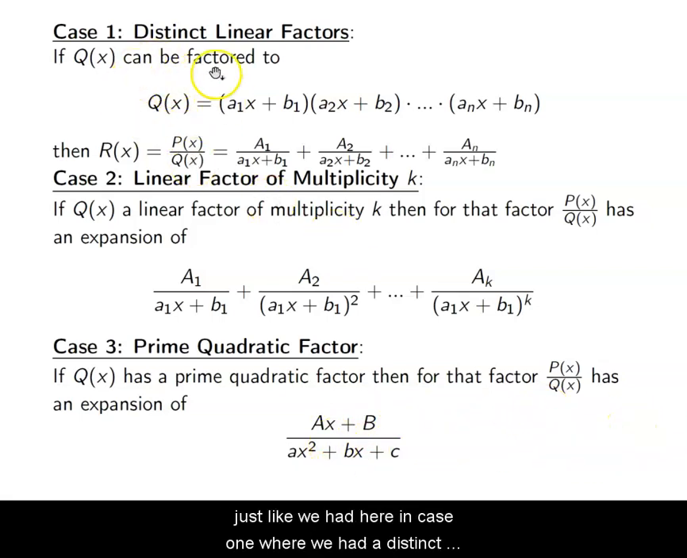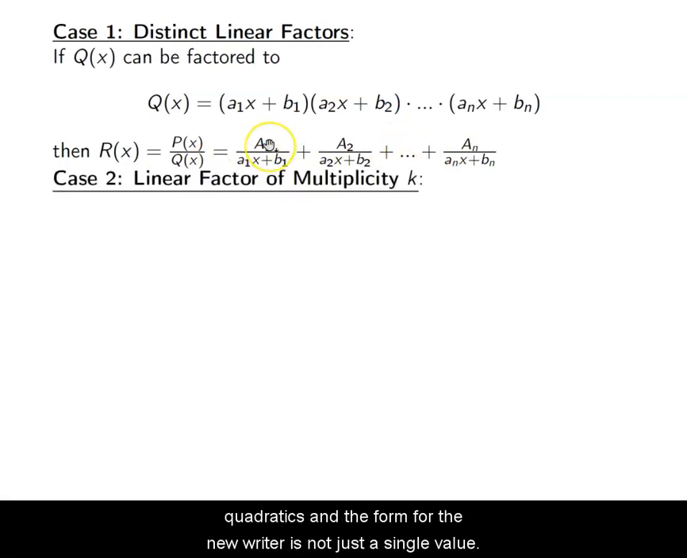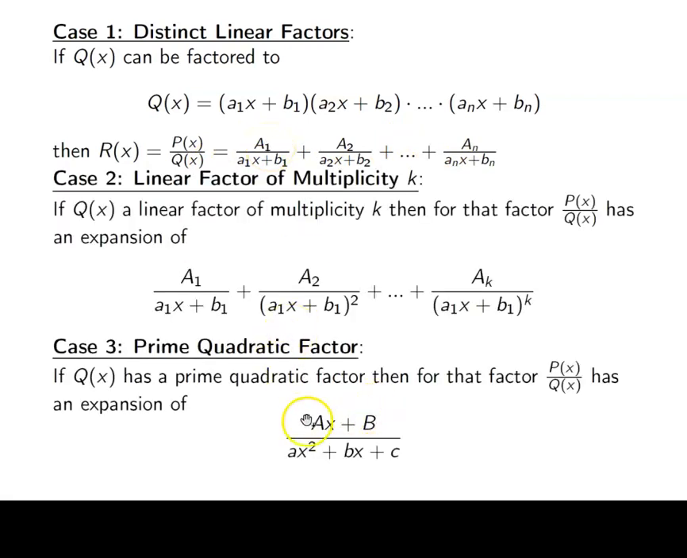So just like we had in case 1, where we had distinct linear factors, and each time this was a different value, it would do the same thing, but on the denominator it would be quadratics, and the form for the numerator is not just a single value, but a linear expression, right? Ax plus b. So the next one would be dx plus e, and then fx plus g, hx plus i, or however you want to use those values. So the fourth case is that we have a prime quadratic factor, and there is multiplicity.